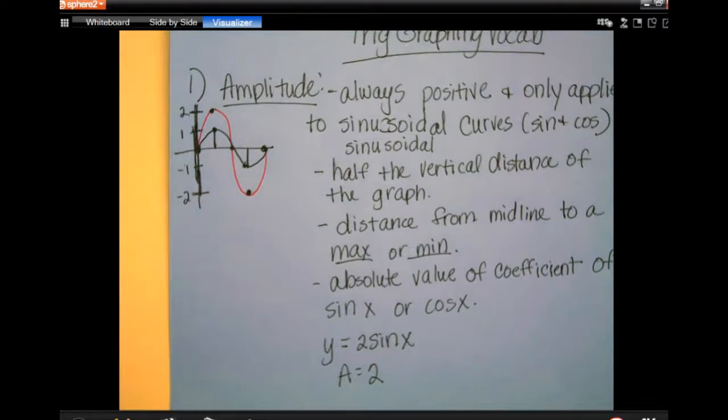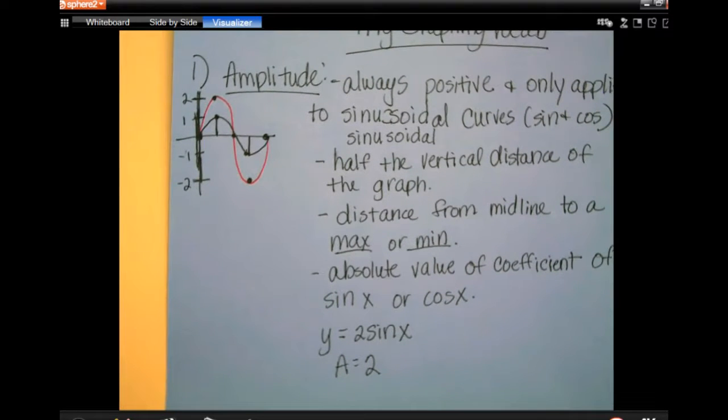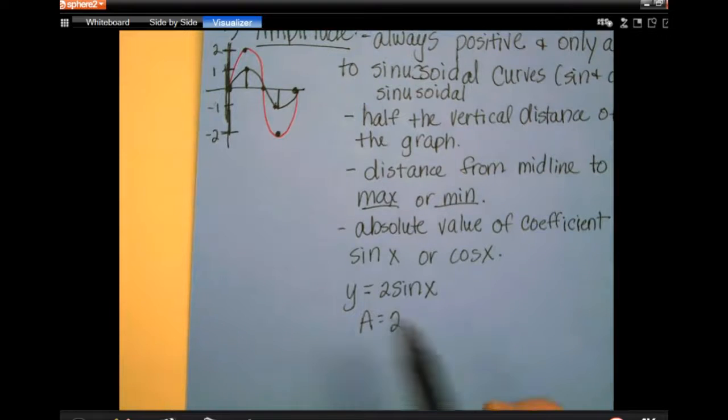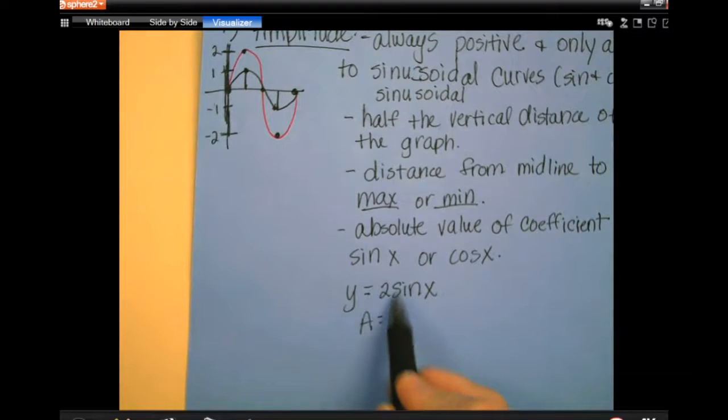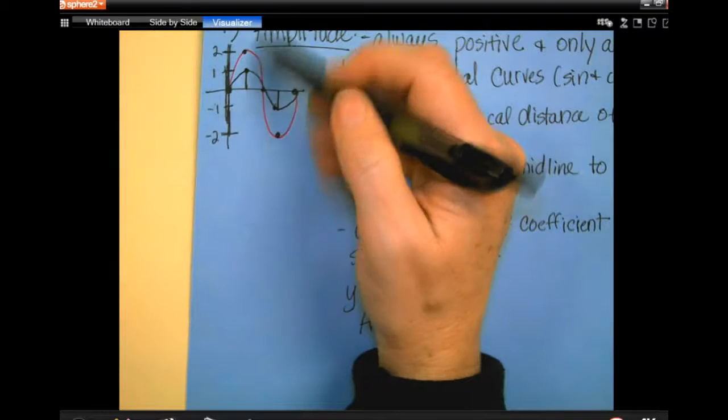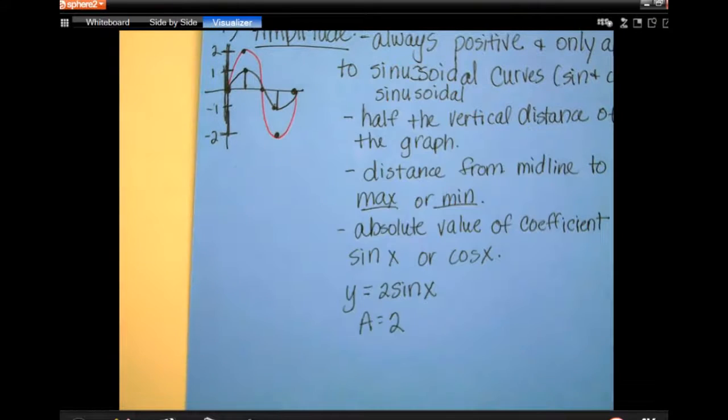Okay. So the amplitude is always positive because it's distance, and it's from the midline to the maximum or the midline to the minimum. Now, one thing you want to remember: if it's a 2 here, that's a 2 from the midline to the maximum. It's not 2 total. It's a 4 total, right? Does this make sense? So midline to maximum, midline to minimum.